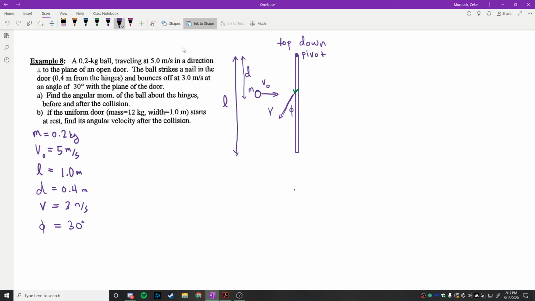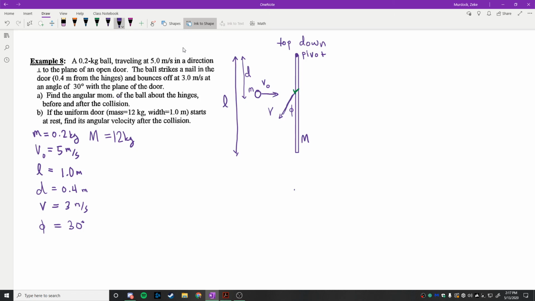A lot of variables in this problem. I think I got everything now, though. Oh, and then the mass of the door. So let's call the mass of the door big M, and we'll call it 12 kilograms. Okay, so the mass of the door is M. And this is the before and the after.